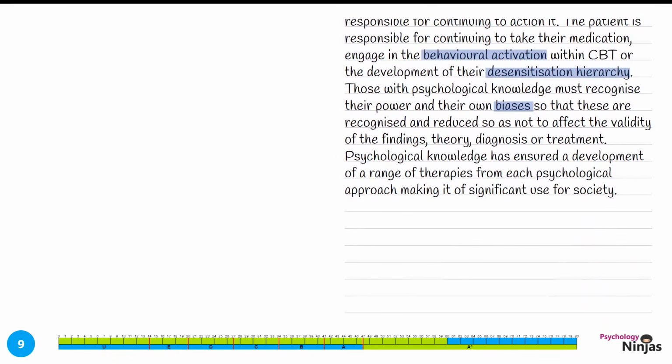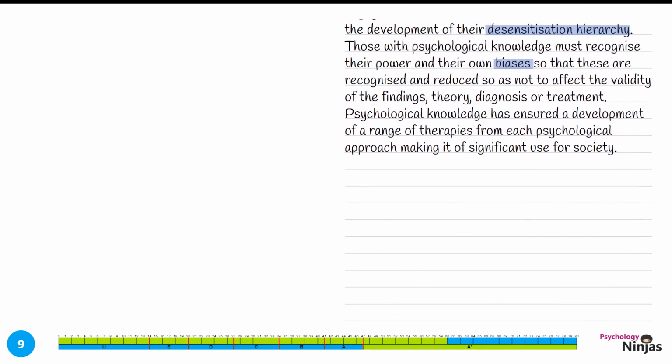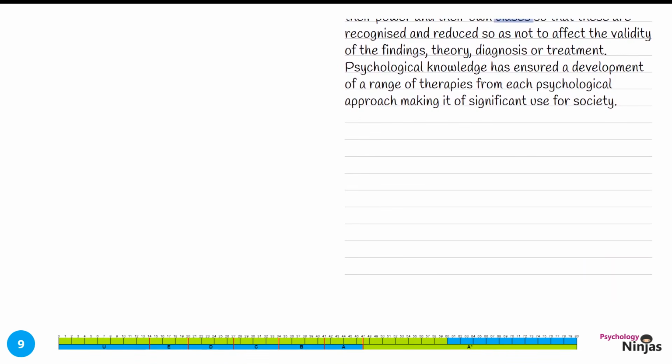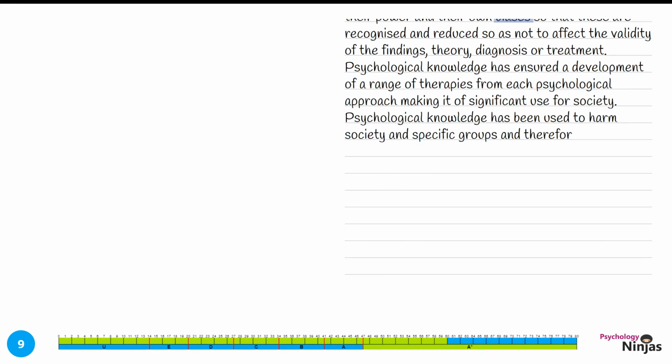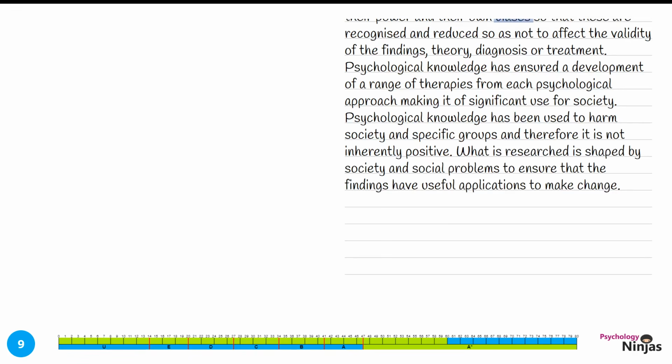Psychological knowledge has ensured a development of a range of therapies from each psychological approach, making it of significant use for society. Psychological knowledge has been used to harm society and specific groups, and therefore is not inherently positive. What is researched is shaped by society and social problems to ensure that the findings have useful applications to make change.